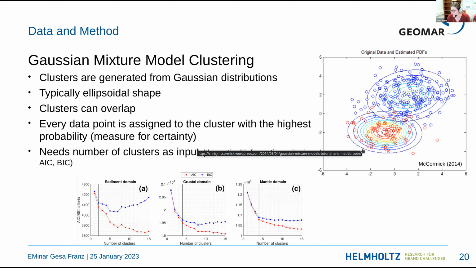And as a last point here, the algorithm needs the input of the number of clusters. So for each of the domains, the sediment, crust, and mantle domain, we defined the number of clusters earlier, and therefore we took two theoretical information criteria, which are the Akaike and Bayesian information criteria, which maximize the likelihood function and therefore data fit, while minimizing the number of clusters. So we just use the elbow method here to define the number of clusters in each domain.